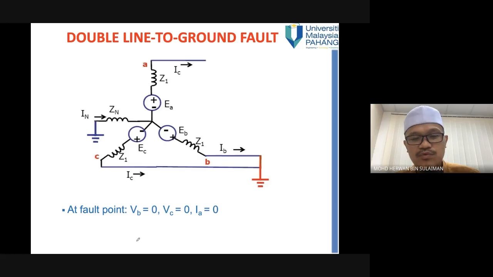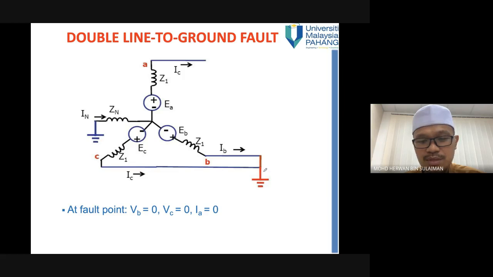Okay, and then we move to the double line to ground fault. Basically what happened here is similar. We have unloaded 3-phase generators. So basically your IB and IC are connected together. Previously they were only connected together, but now they are shorted to ground, so we call it double line to ground fault.